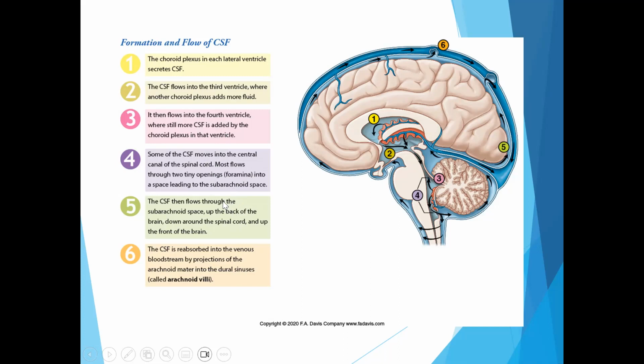subarachnoid space. Remember, that's between the pia mater and arachnoid mater. And so basically it'll flow through that space to completely cover the brain and supply the spinal cord with as much as it needs. So I want you to know the other end of the pathway here is that the cerebrospinal fluid is then absorbed into the veins, or the venous bloodstream, from the arachnoid mater into the sinuses, and this is known as the arachnoid villi. That's what pulls the CSF back into the bloodstream.